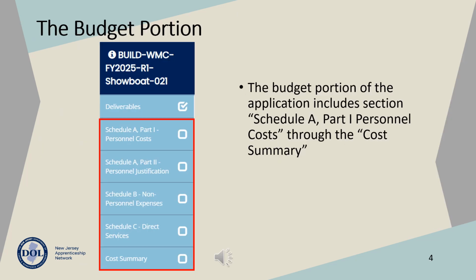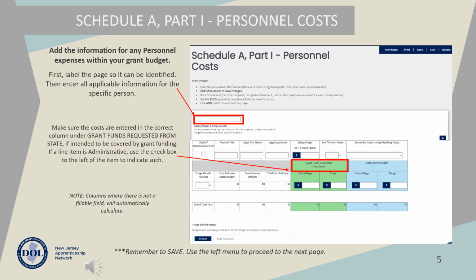The budget portion. The budget portion of the application includes section Schedule A, Part 1, Personnel Cost, through the Cost Summary. Schedule A, Part 1, Personnel Costs. Add the information for any personnel expenses within your grant budget. First, label the page so it can be identified. Then, enter all applicable information for the specific person.